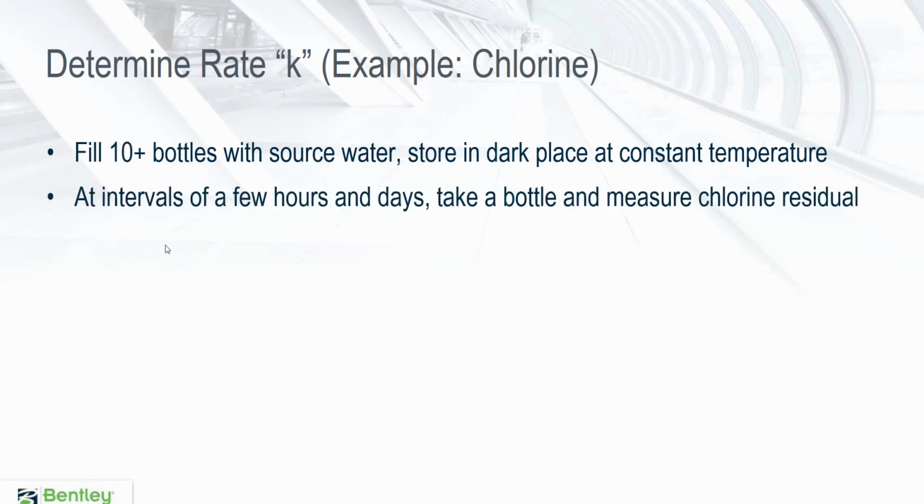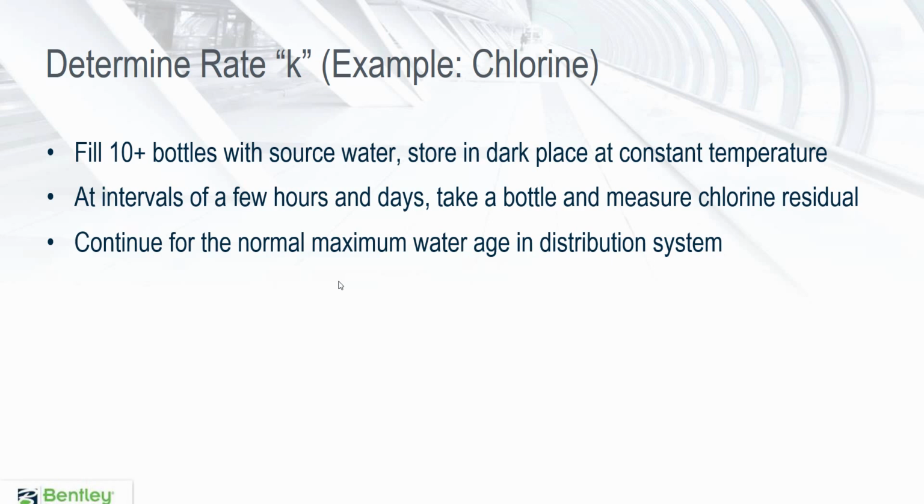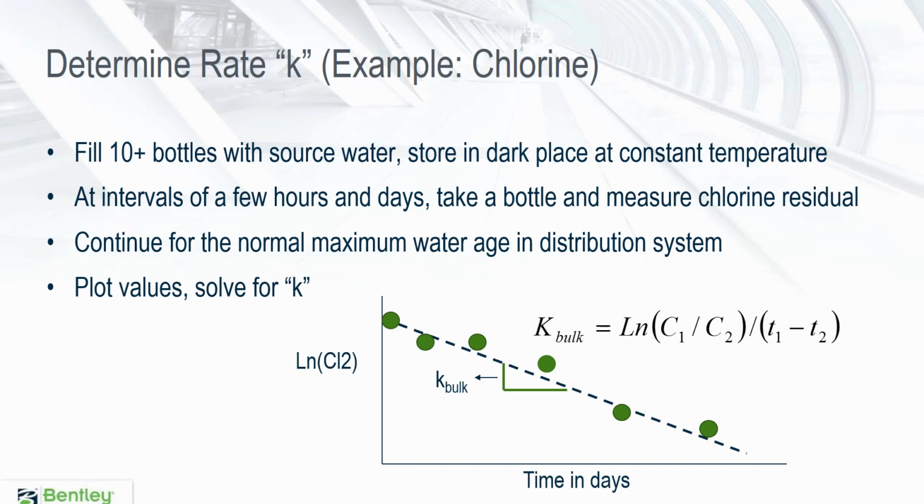And then what you're going to do is at various intervals you're going to come back over a few hours and a few days and start taking measurements of the chlorine residual in those bottles. Okay, pretty straightforward here, and you're going to be recording what time that was and what the value was. And then you'll continue to do this for the duration of the water age in your distribution system. So it could be a couple days, getting into a couple weeks. And then what you do is you end up plotting that change in chlorine over time. You plot that, and then you're able to derive what the actual K value is.